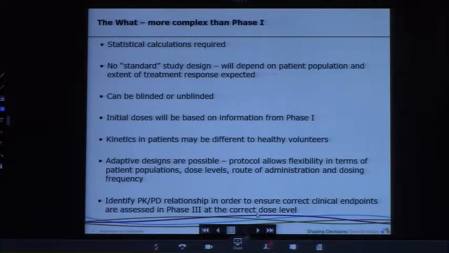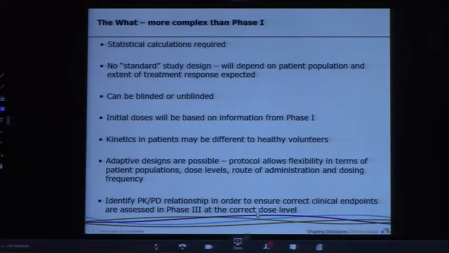So, sorry about all the bullet points, but just going into a little bit more detail about the what of phase 2 studies. The first thing to note is that they are more complex than phase 1. And they're more complex usually because you're trying to assess a number of different things. You're assessing patient safety or safety in patients. You're starting to assess efficacy. You're assessing biomarkers. You're assessing dose, route of administration, acute and chronic safety. So there are a number of different things that you're assessing, so they are more complex. You do require statistical calculation now because, as I said before, the big decisions that are being made here are, do we invest in a very expensive phase 3 program?